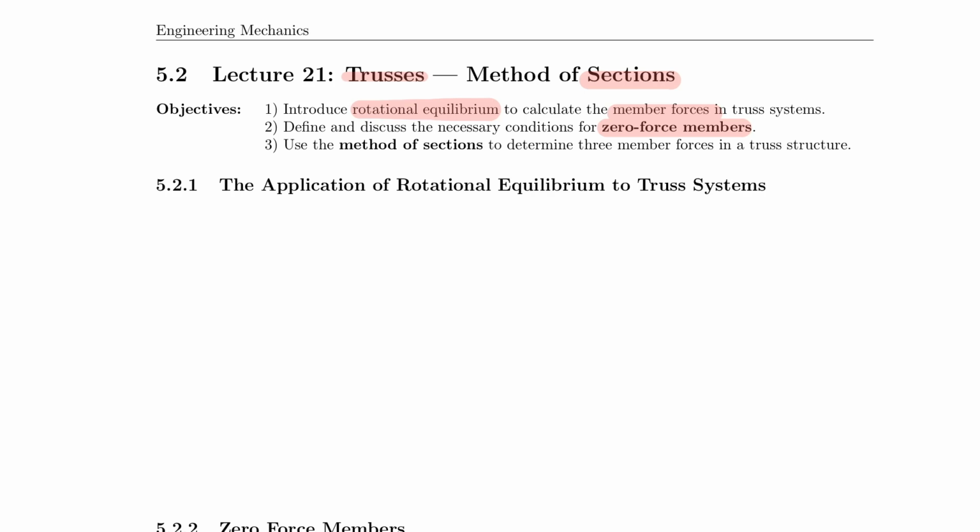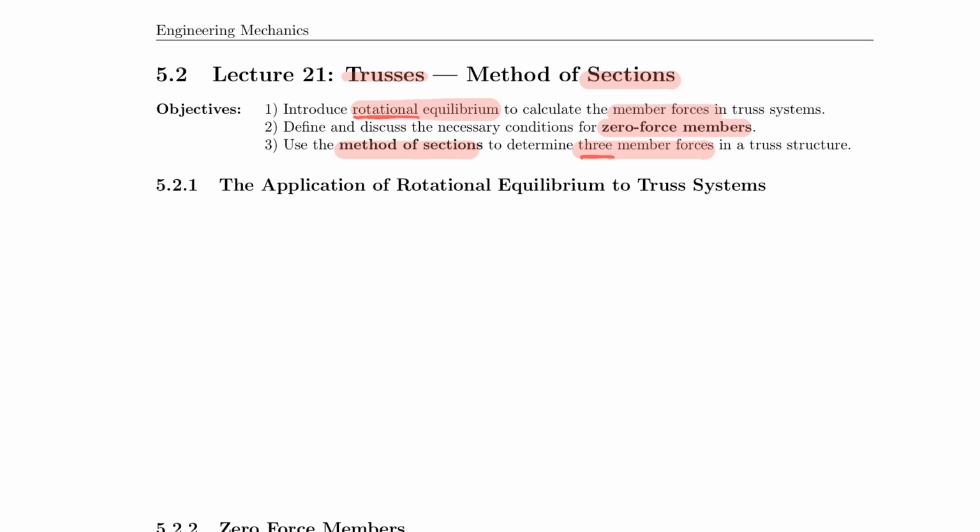And then our ultimate goal is to use the method of sections to determine a maximum of 3 member forces. You probably already can guess where the 3 comes from. The third condition comes from the fact that now we're adding the rotational equilibrium. So I have the 3 conditions: sum of the forces in X, sum of the forces in Y, and sum of the moments about any point, so that we can use them to calculate 3 member forces in any truss structure.